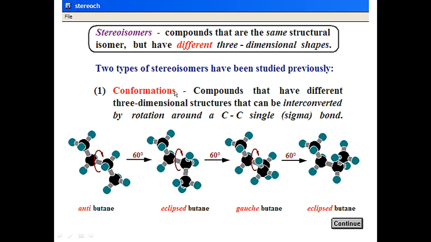The first were conformations, where you have compounds that have different three-dimensional structures, but the key is that they could be interconverted by rotation around the carbon-carbon single bond. So our anti-butane to eclipsed butane to gauche butane to the other form of eclipsed butane, those were all conformations, as were our chair and boat conformations of cyclohexane.